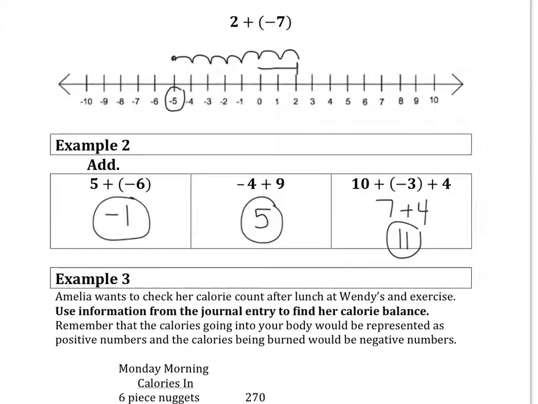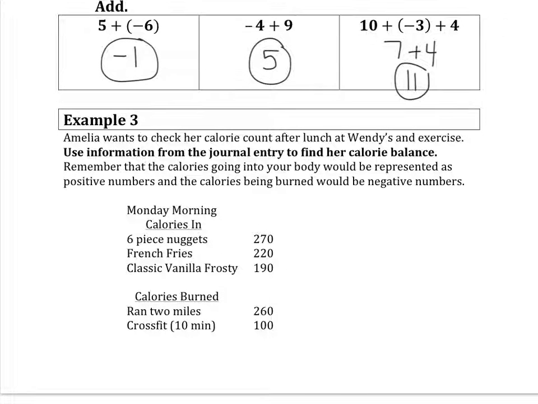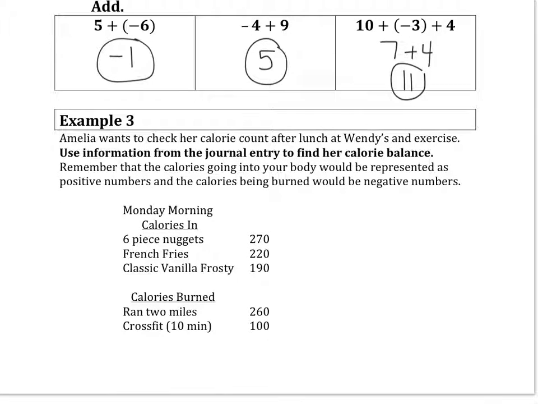And then our last example here, a word problem. With the calorie count, when calories are going into your body, we're going to look at those as positives, and leaving your body, we're going to look at those as negative numbers. So Monday morning, she was very hungry, and her mom let her eat 6 nuggets, French fries, and a classic vanilla Frosty for breakfast, which sounds like a good breakfast to me. And then afterwards, she ran 2 miles and then did 10 minutes of CrossFit.